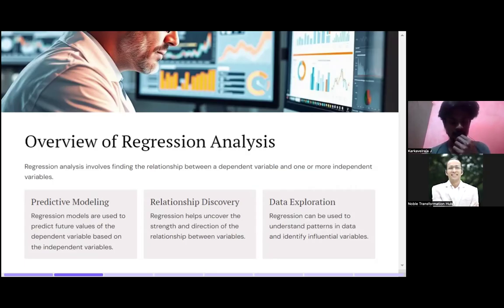Next, relationship discovery. Regression helps uncover the strength and direction of the relationship between the variables. Whenever you plot the regression plot, it will show the relation of whatever variables we have. Then we have data exploration. Regression can be used to understand patterns in data and identify influential variables, so regression analysis also acts as a data visualization tool. It is not only useful for modeling, it is also used for discovery and data exploration.